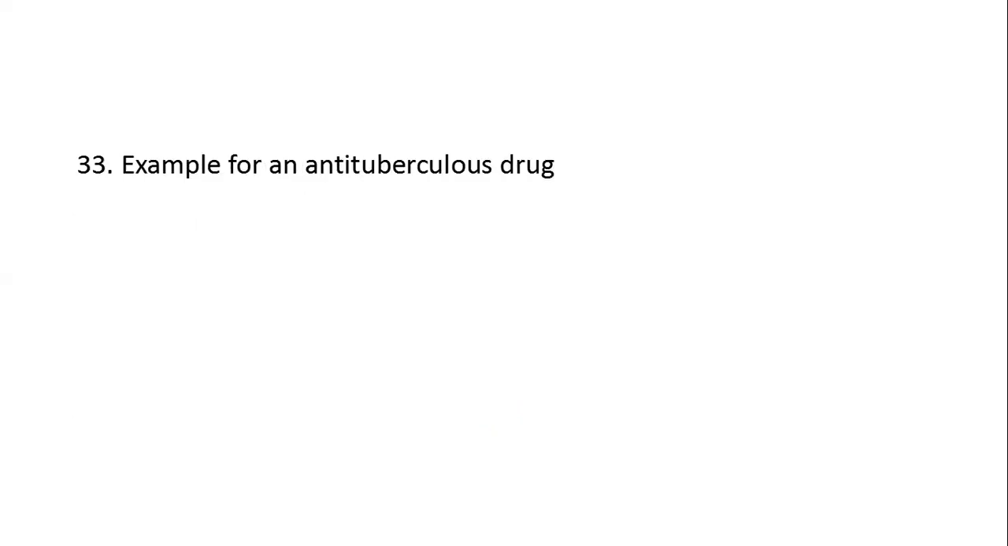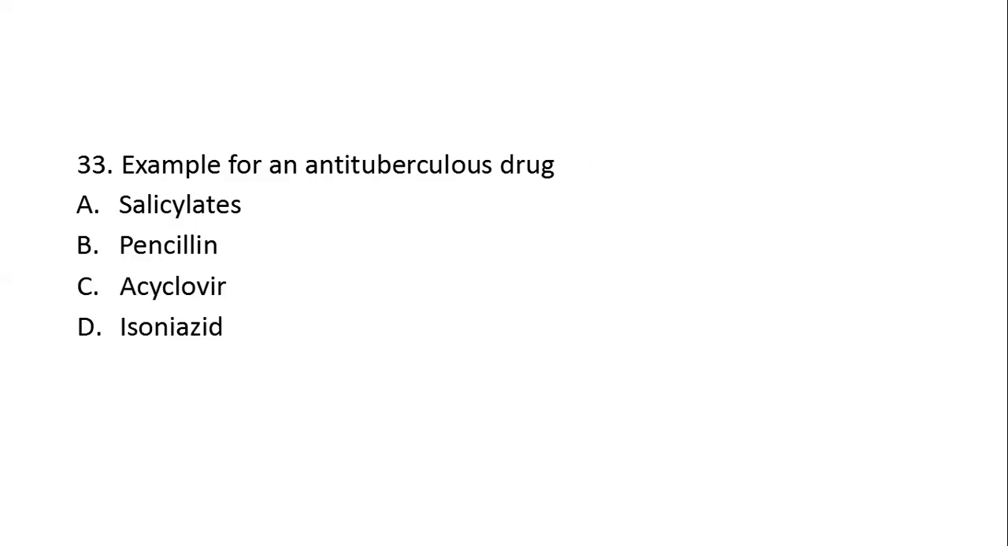Next question. Example of an anti-tuberculous drug. Option A, salicylates. Option B, penicillin. Option C, acyclovir. Option D, isoniazid. Here the right answer is option D, isoniazid.